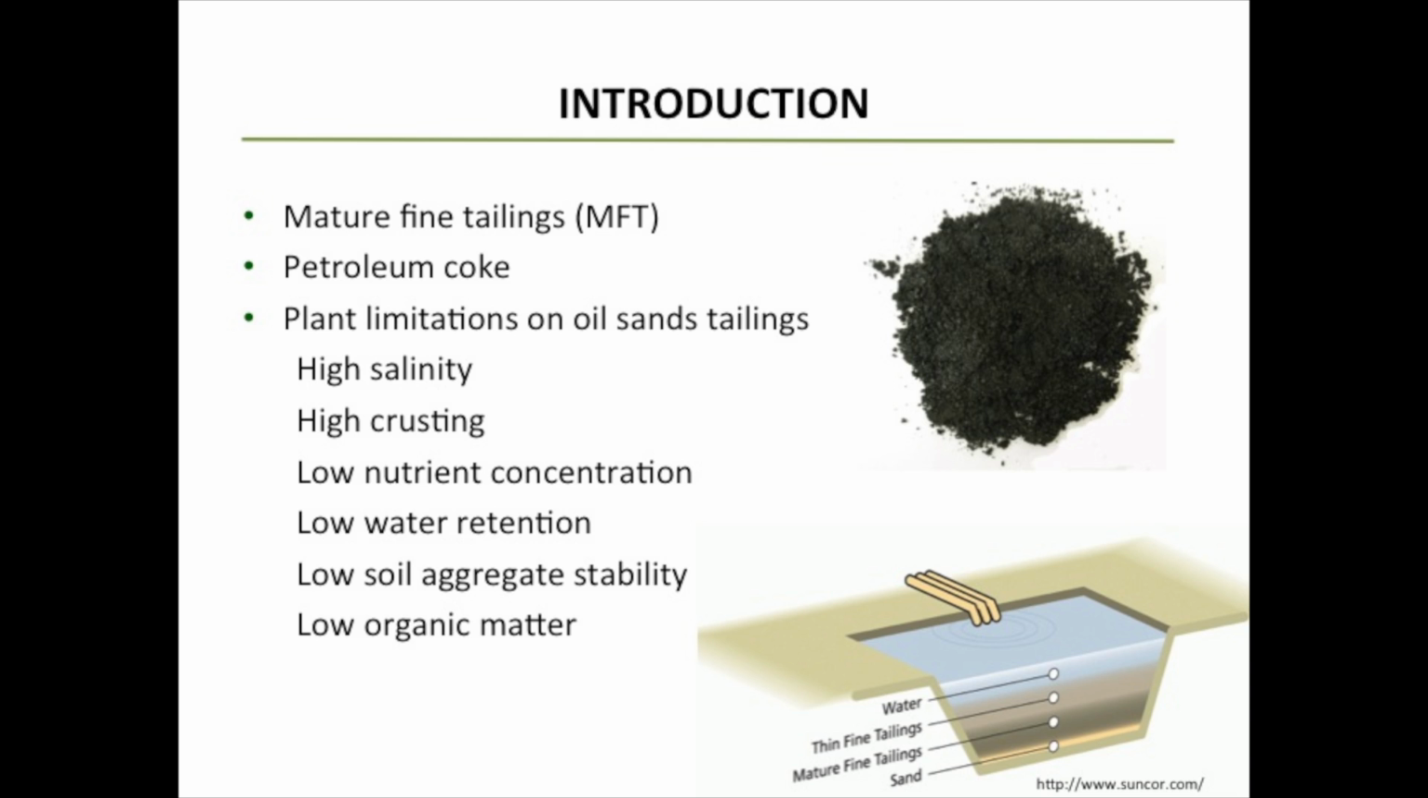Another byproduct that I am working with is petroleum coke. Petroleum coke is high in carbon content, also has high concentrations of sulfur, and has traces of heavy metals. So there are some limitations for plants that grow on these materials: high salinity, high crusting, low nutrient concentrations, low water retention, low soil aggregate stability, and low organic matter. So we are dealing with these limitations in reclamation with these materials.